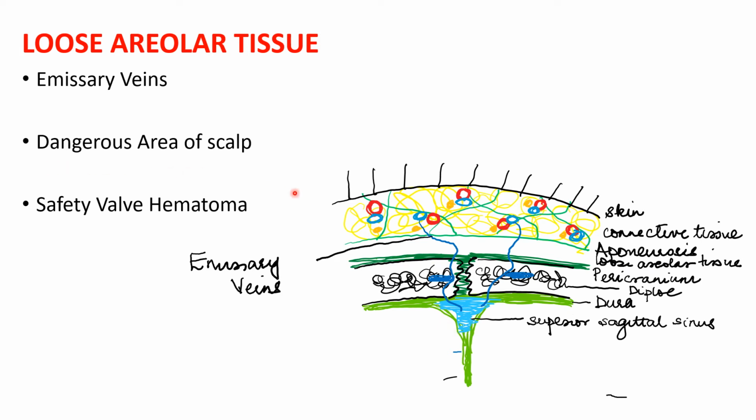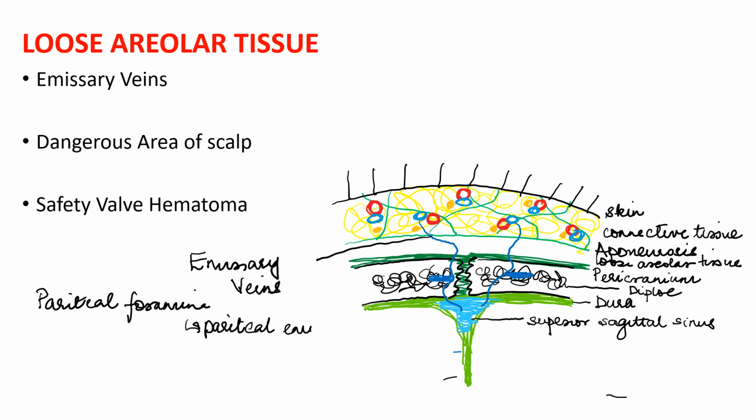So as a result, this loose areolar tissue layer which houses these emissary veins is also known as the dangerous area of the scalp, because these veins are valveless. They become especially important because sometimes they can result in spreading of infection from an extracranial area into an intracranial area. Now, where have we seen emissary veins? When you see the parietal foramina in the parietal bones, you will see the parietal emissary vein.